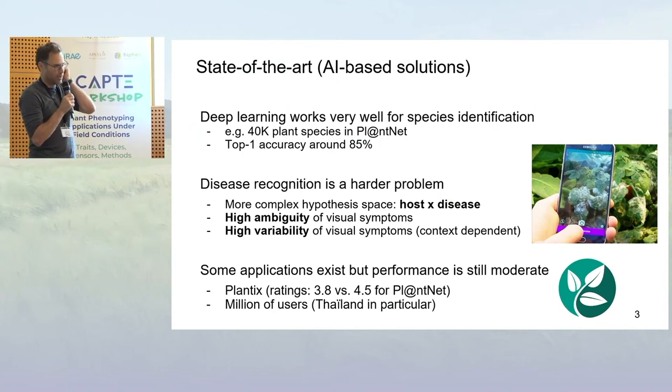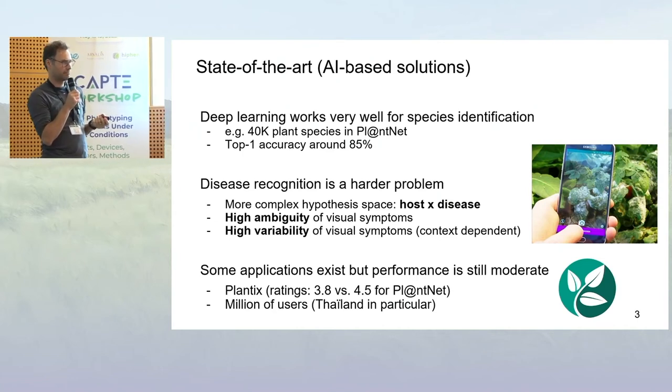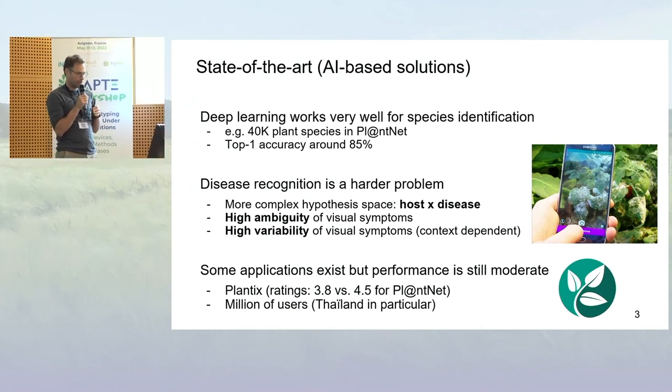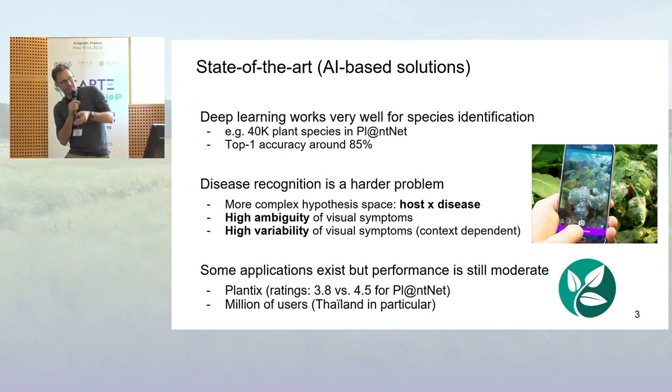First, you have a more complex hypothesis space, requiring you to really disentangle the traits of the host from the traits of the disease itself. Also, you have a very high ambiguity of visual symptoms between one disease and another, and a high variability of those symptoms depending on the context.